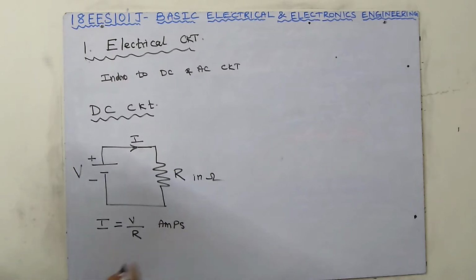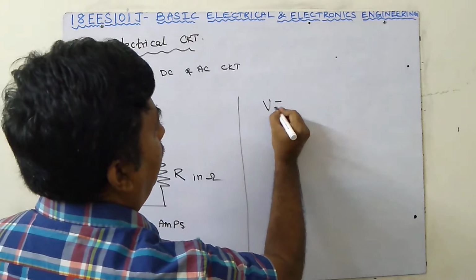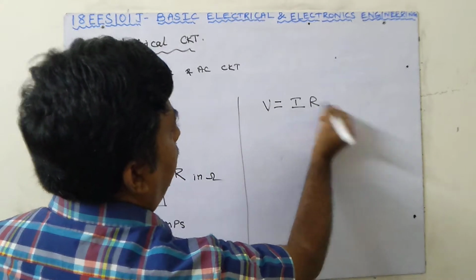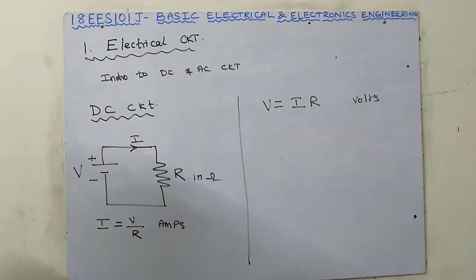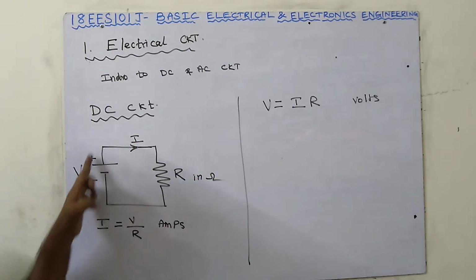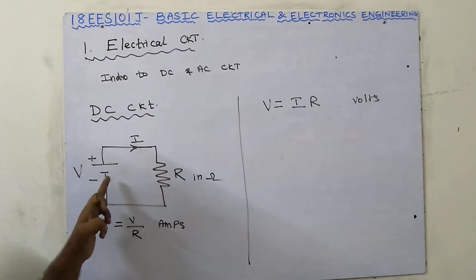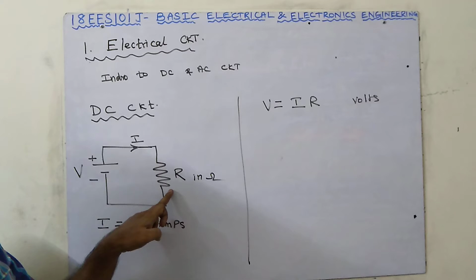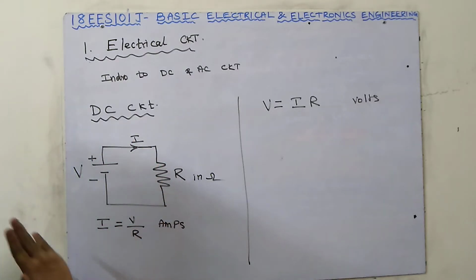Automatically, what is the value of V? These are the basic things. V equals IR. This is the unit of volts. In this closed circuit, when we give supply voltage V to a resistor, the current I will flow through the circuit. This is the simple DC circuit.